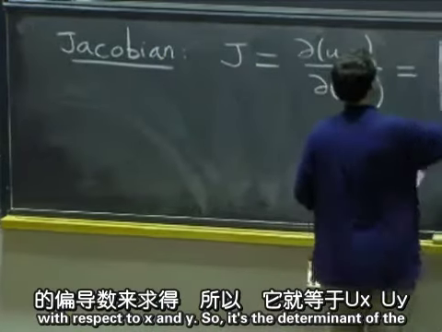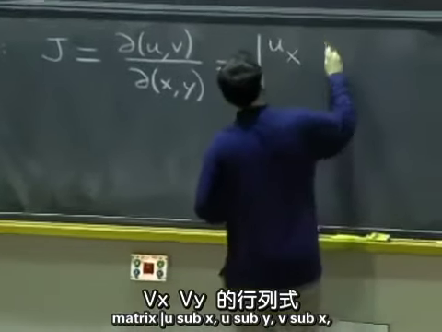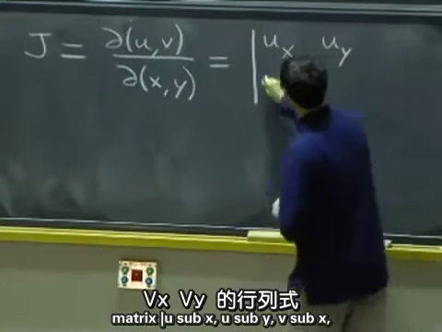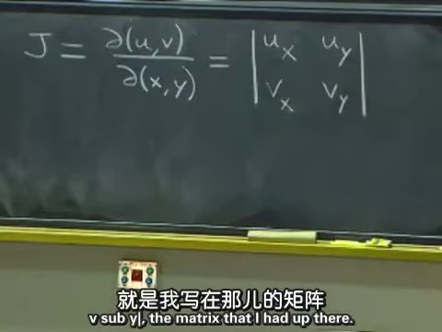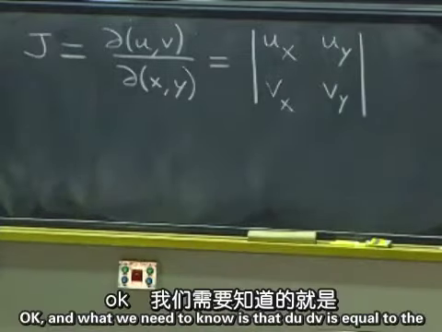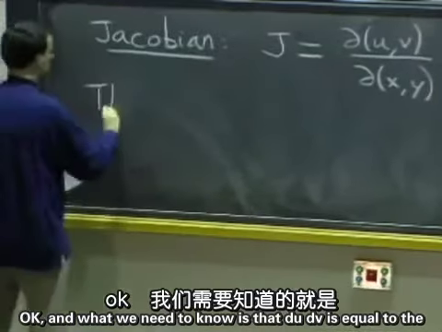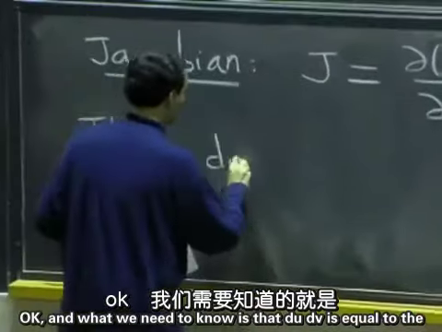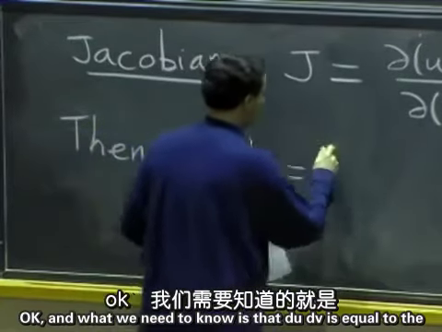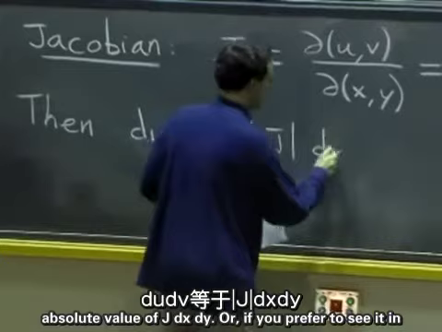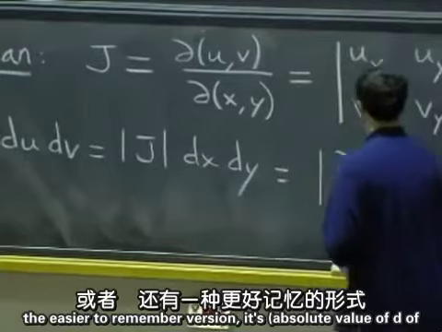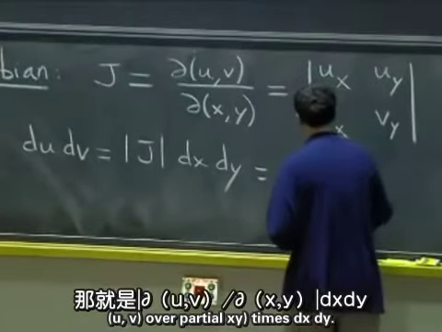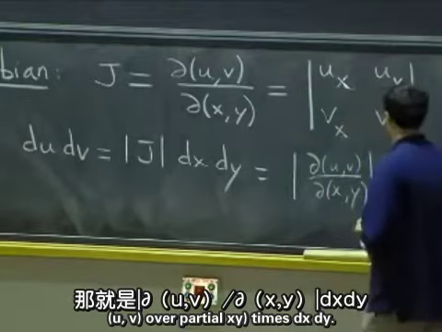So it's the determinant of a matrix: u sub x, u sub y, v sub x, v sub y. The matrix that I had up there. Okay, and what we need to know is that du dv is equal to the absolute value of J dx dy. Or if you prefer the easier to remember version, it's the absolute value of partial of uv over partial xy, dx dy.